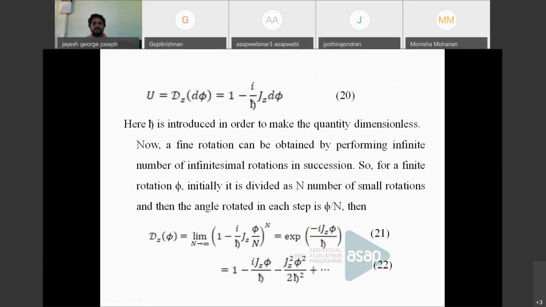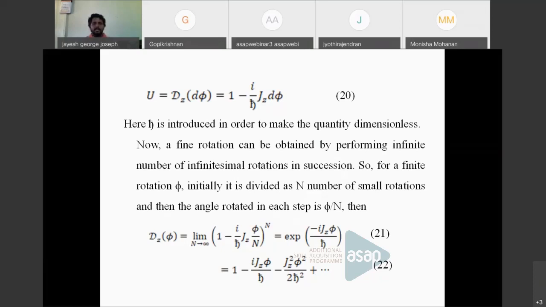So we can write the corresponding unitary transformation as Dz, since it is a rotation, denoted by D, equal to 1 minus i by h cross Jz d phi. Here h cross is introduced in order to make the quantity dimensionless.